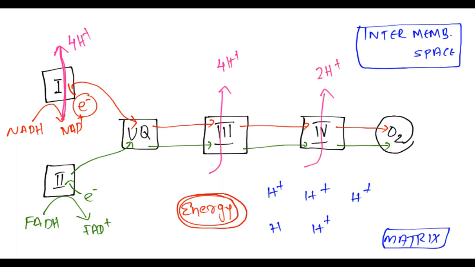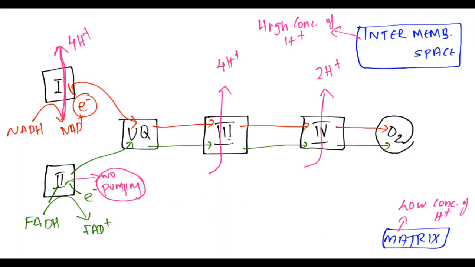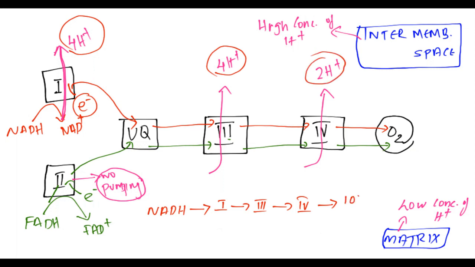And you have to know that due to this pumping of hydrogen ions, there will be a high concentration of hydrogen ions in the intermembrane space and a low concentration of hydrogen ions in the matrix. The other thing is that complex 2 is not pumping any hydrogen ions. Only 1, 3 and 4 are pumping. So what is important is that whenever an NADH is coming, the NADH electron will go through complex 1, 3 and 4. You know that complex 1 will be pumping 4 hydrogen ions, complex 3, 4, and complex 4, 2. So a total of 10 hydrogen ions are pumped from that NADH.